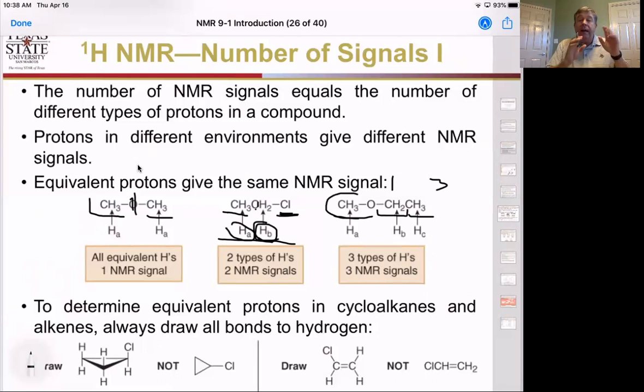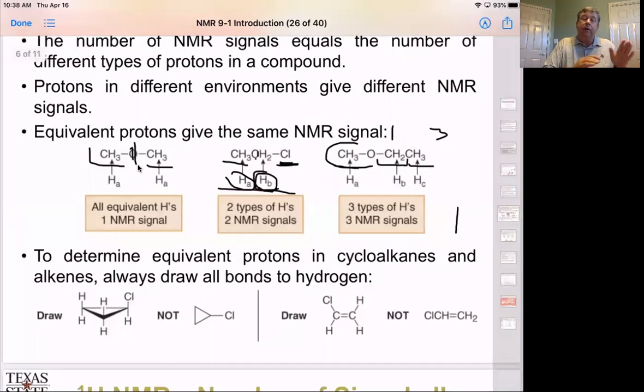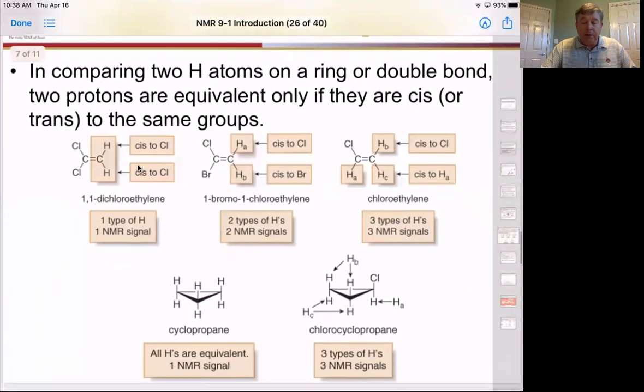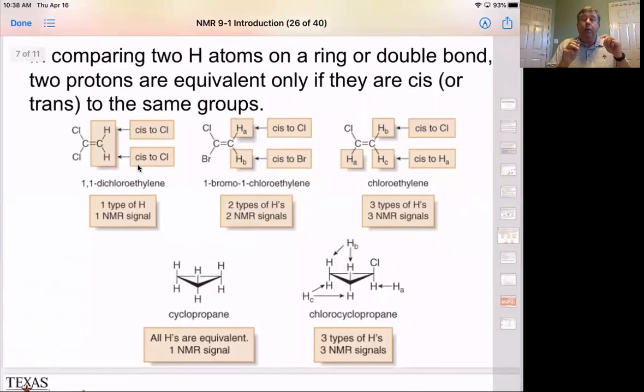Now, when we have rings or double bonds, make sure you draw out where all the hydrogens are, because if you are not paying attention, you could miss out on knowing whether they're equivalent or non-equivalent. For example, in this structure here, this looks like they might all be equivalent, but let's go ahead and draw it out and show you why it's important, okay? So when we're looking at rings or double bonds, we have to think about where the hydrogen is compared to the thing that it can be electronically interacting with.